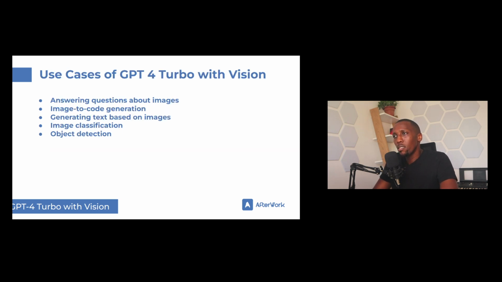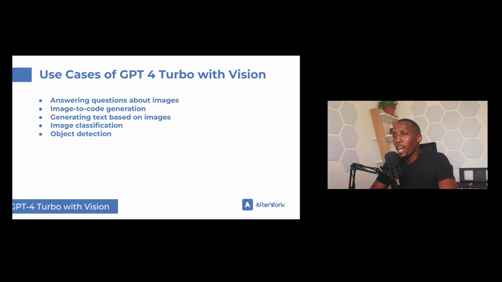In terms of use cases, you could use GPT-4 Turbo with Vision for answering questions about images. You might have an image and want to understand the location of that image. If you give it an image of food, you could ask for the recipe. If you give it an image of a particular structure, it can tell you what that structure is. It can even give you a history about it if it's a historical structure. So there's a lot of potential when it comes to GPT-4 Turbo with Vision.